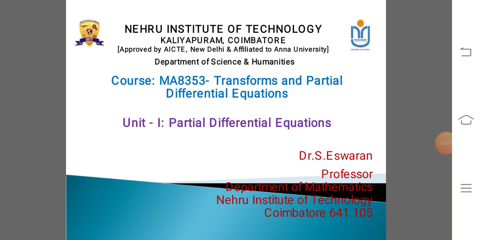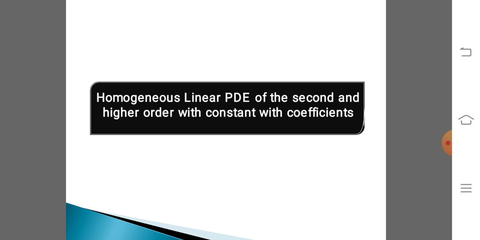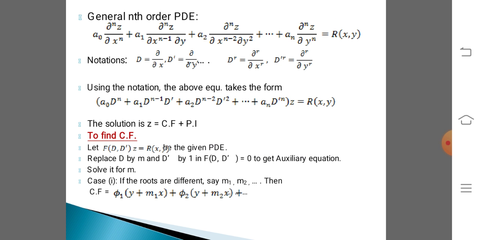Hi everybody. In this video, we will see the last topic from the first unit of transforms and partial differential equation. The unit is partial differential equation, and the topic we are seeing now is the solution of homogeneous linear PDE of second and higher order with constant coefficients.